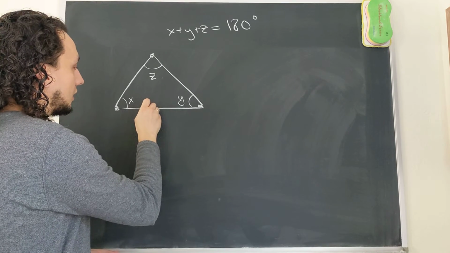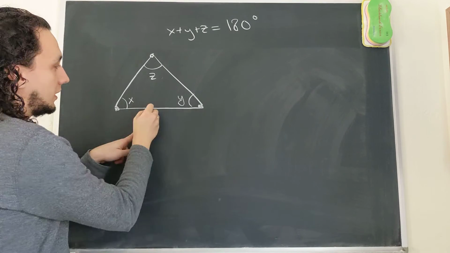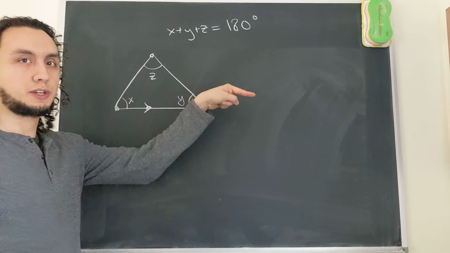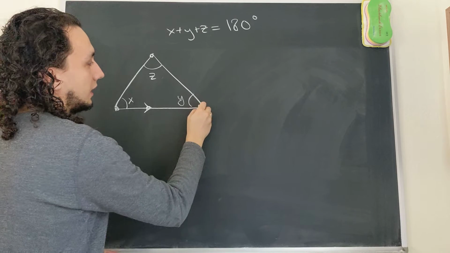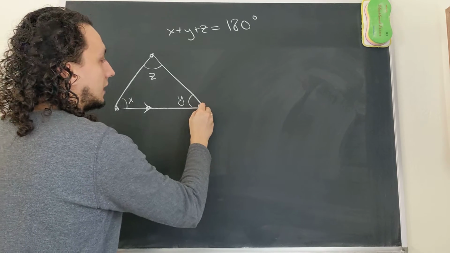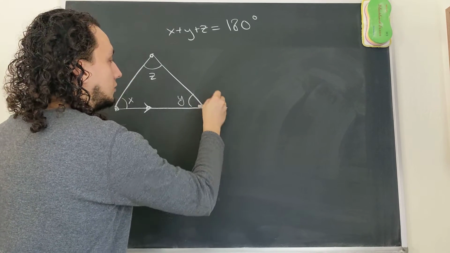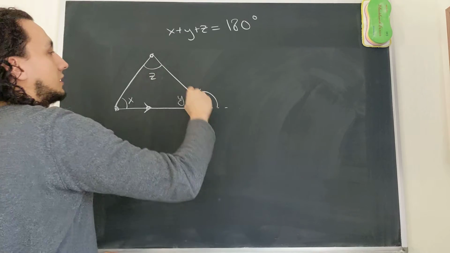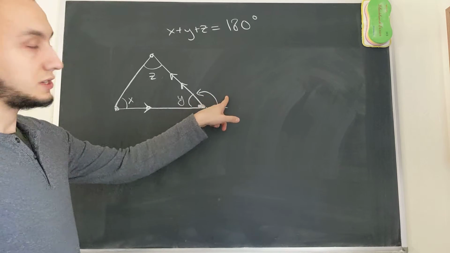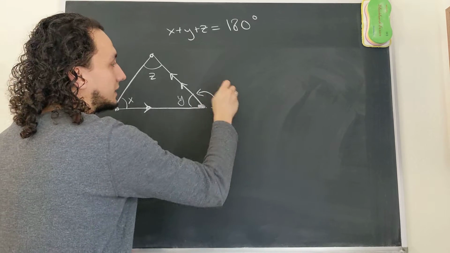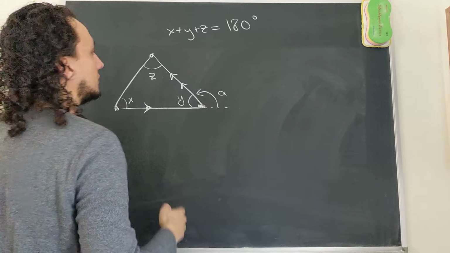So imagine that you start here, and you're facing this direction, and you start walking along the perimeter of the triangle. And you get to this corner, and then instead of continuing straight, you turn to face along this direction, and you start walking this way. How much did you turn by? Well, let's label this A. This is the angle that you turned by.